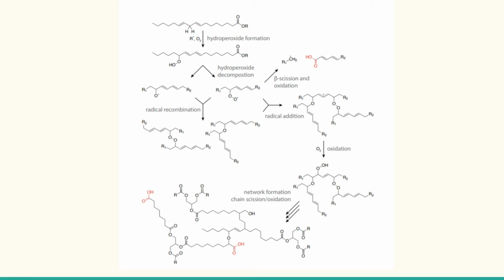Additional radical recombination, radical addition, oxidation, and side chain reactions link the decomposition products into a dense cross-linked network. This network leads to the creation of films and eventual hardening of the paints. See, it's just that easy.